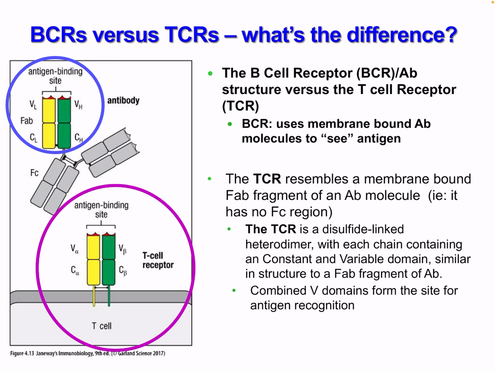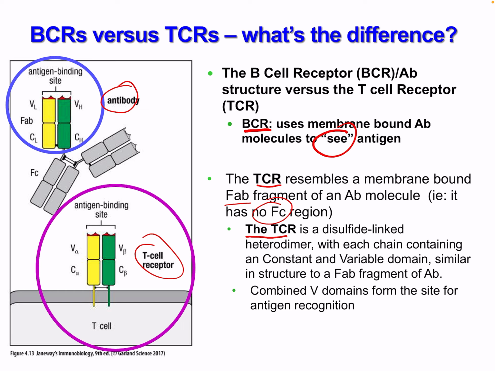So, B cell versus T cell. Similar to the figure we showed earlier, we can see the differences between the antibody, or the B cell receptor when it's membrane-bound, and the T cell receptor. The B cell receptor uses membrane-bound antibody molecules to see antigens. The T cell receptor resembles a membrane-bound Fab fragment of the antibody molecule, i.e. it has no Fc portion.